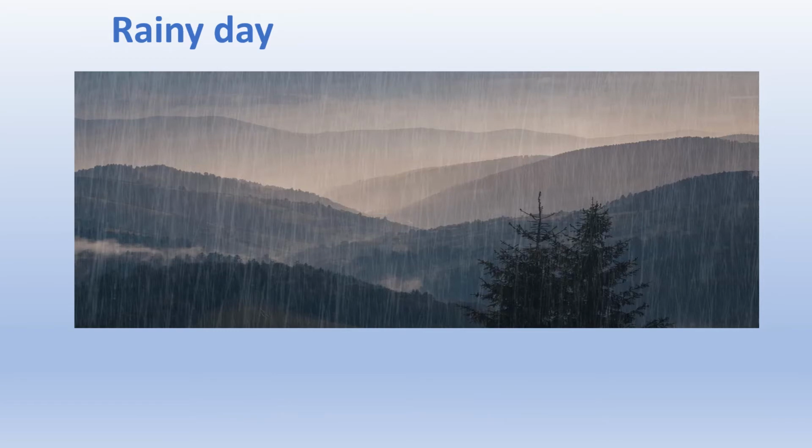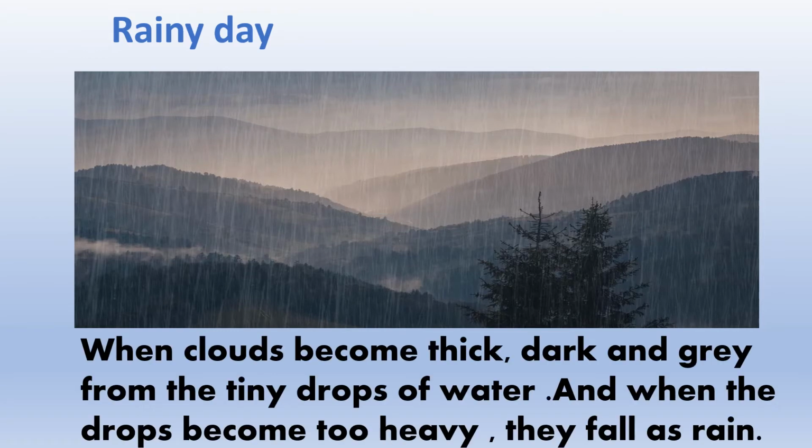Then last but not least, I'm talking about rainy days. Rain, of course, is water that falls from the sky. It happens when drops of water in the clouds get heavy enough and fall to the ground. When the weather is rainy, lightning flashes and thunder booms. We call this type of weather a thunderstorm.